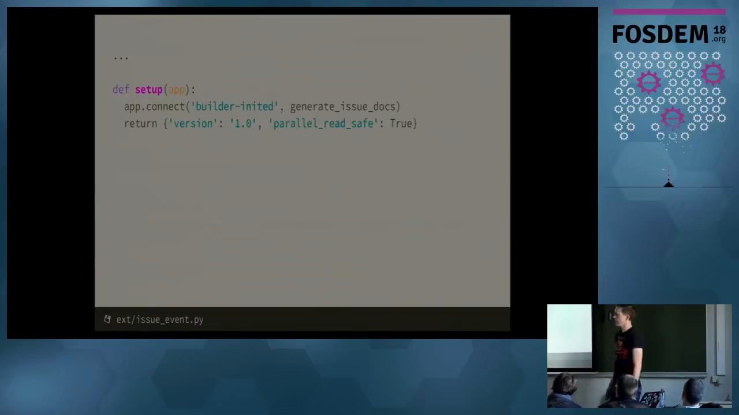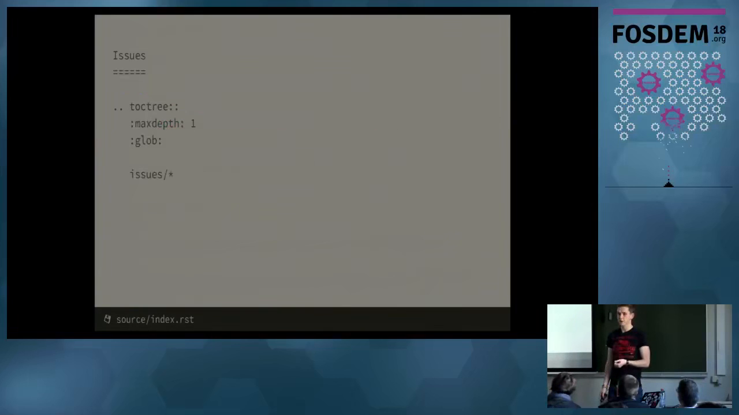I hook in that issue by way of the connect function. So we had add role, we had add directive, now we have connect. And again, we return this information which says what version of Sphinx this works with and whether it's possible to use this in a parallel mode, and it is indeed possible to use it in parallel.